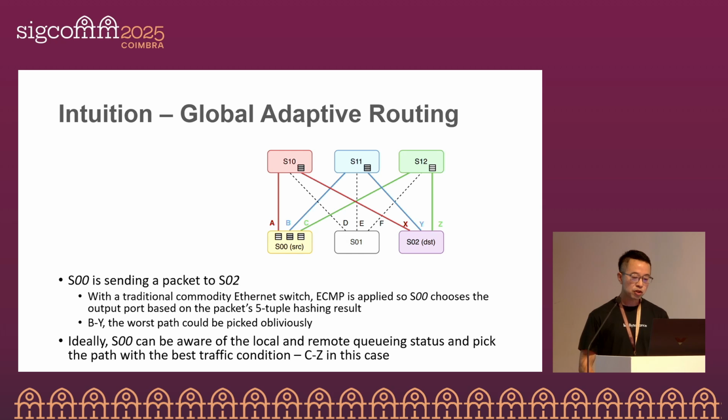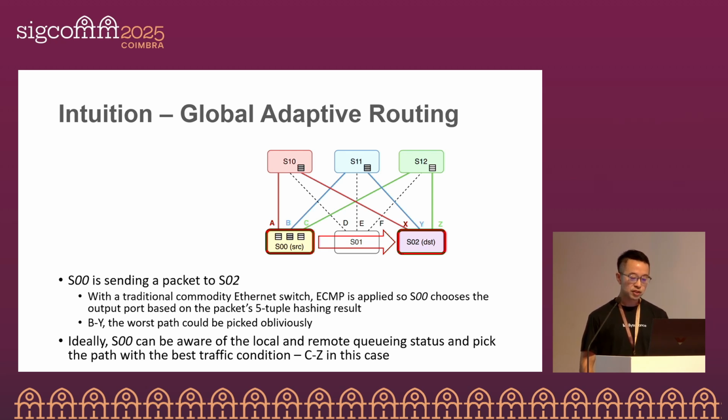This slide shows our intuition about the global and adaptive load balancing scheme. As you can see in the picture, when the bottom left S00 is sending a packet to the bottom right S02, with the traditional commodity Ethernet switch, ECMP is usually applied, so S00 would choose an output port based on the packet's 5-tuple hash results to send the packet to S02. ECMP is oblivious about the current queuing status, so there's a chance for S00 to choose the worst route, BY in this case, for the packet to go.